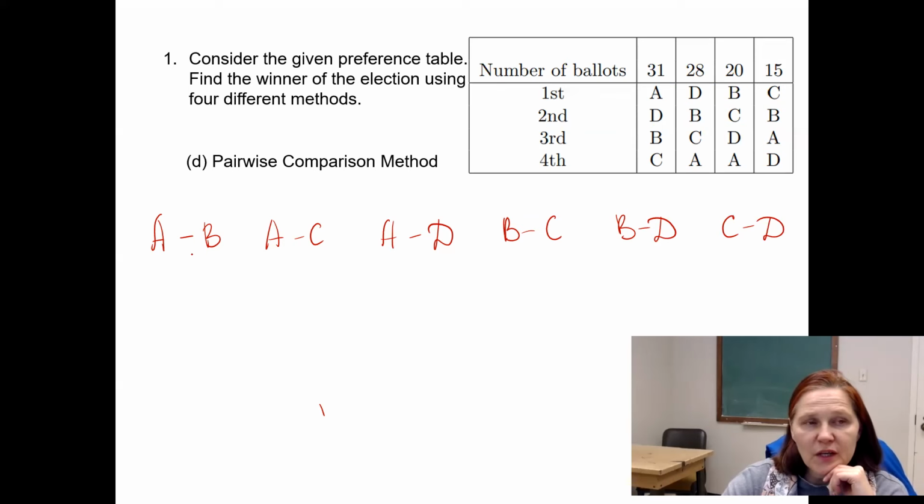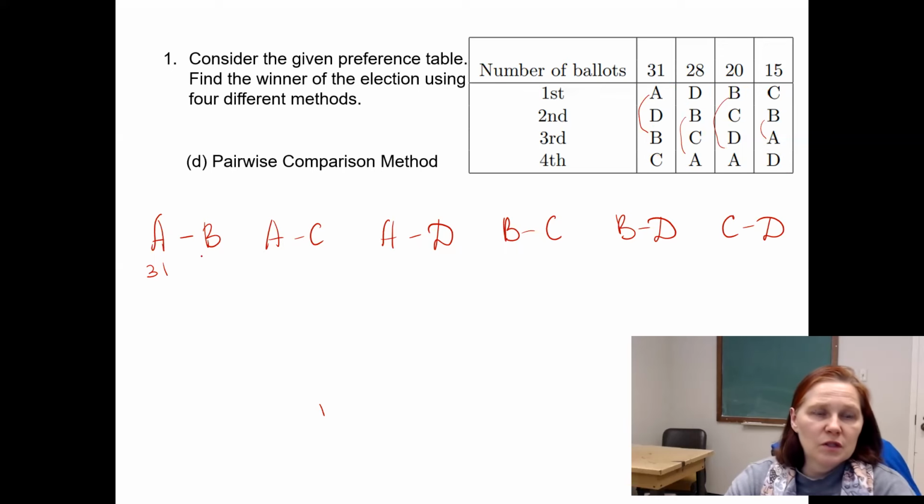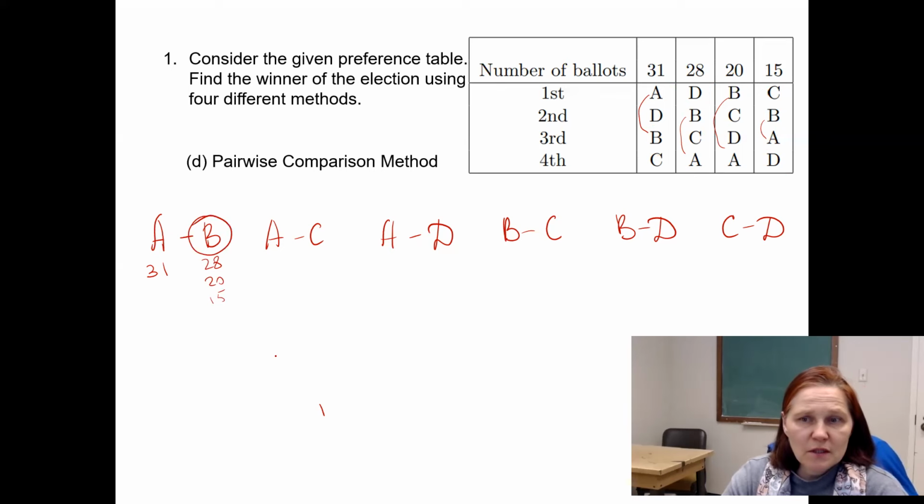And now we will count on how many ballots A is above B. So A is above B on the first 31 ballots, 31 points for A. On the next, B is above A in the next three groups, so 28, 20, and 15. B is definitely the winner in this pair. Let us make another table to count the points. A, B, C, and D, and B gets a point.